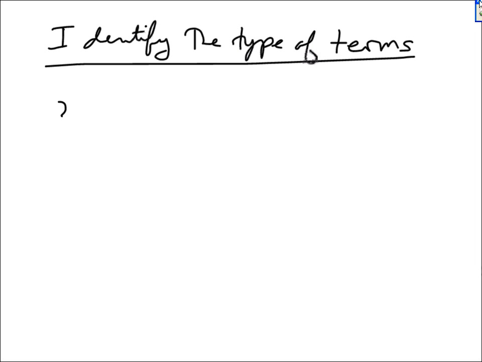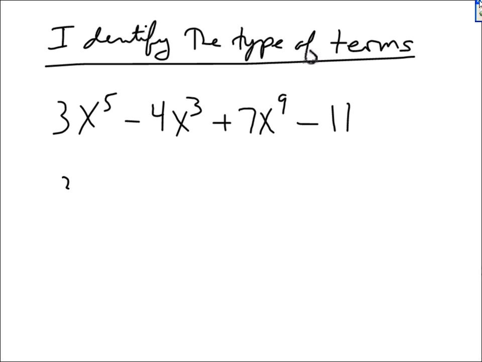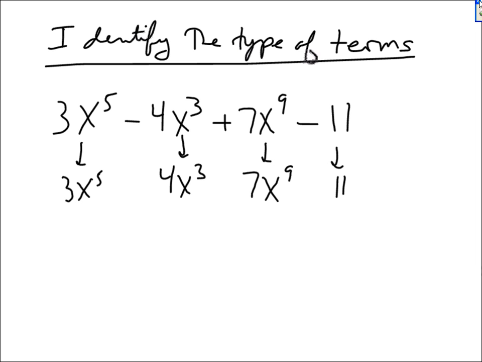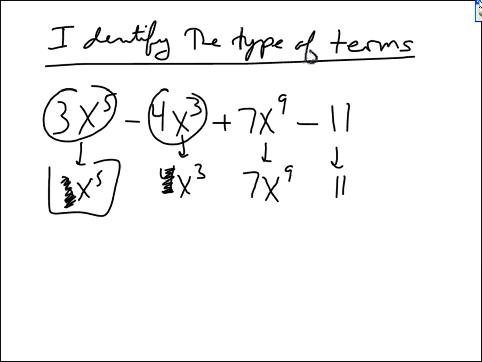It's very simple. 3x to the 5th minus 4x cubed plus 7x to the 9 minus 11. Well, let's write down the terms. 3x to the 5th, 4x cubed, 7x to the 9, and 11. Okay? If you just ignore the number, that's the type of term it is. What type of term is this? It's an x to the 5th term. What type of term is this? Just ignore the number. It's an x cubed term. What type of term is this? It's an x to the 9th term.